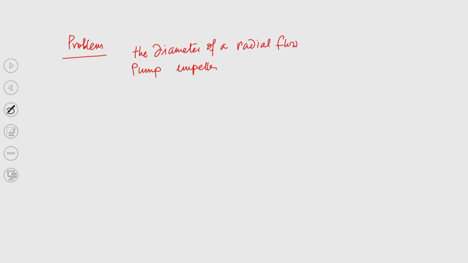So, I am solving one problem. The problem is, let me write: the diameters of radial flow pump impeller at inlet and outlet are 30 centimeter and 60 centimeter respectively.